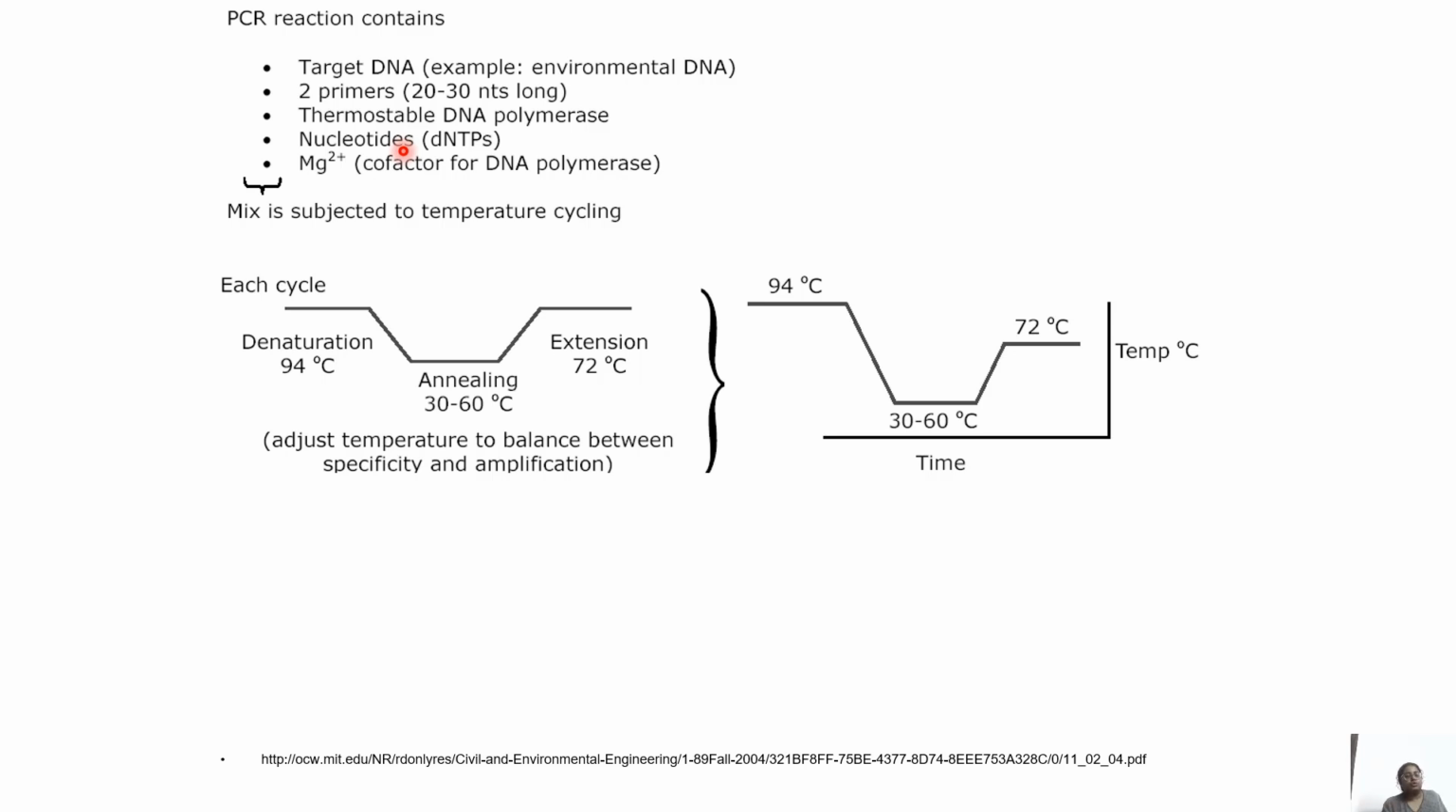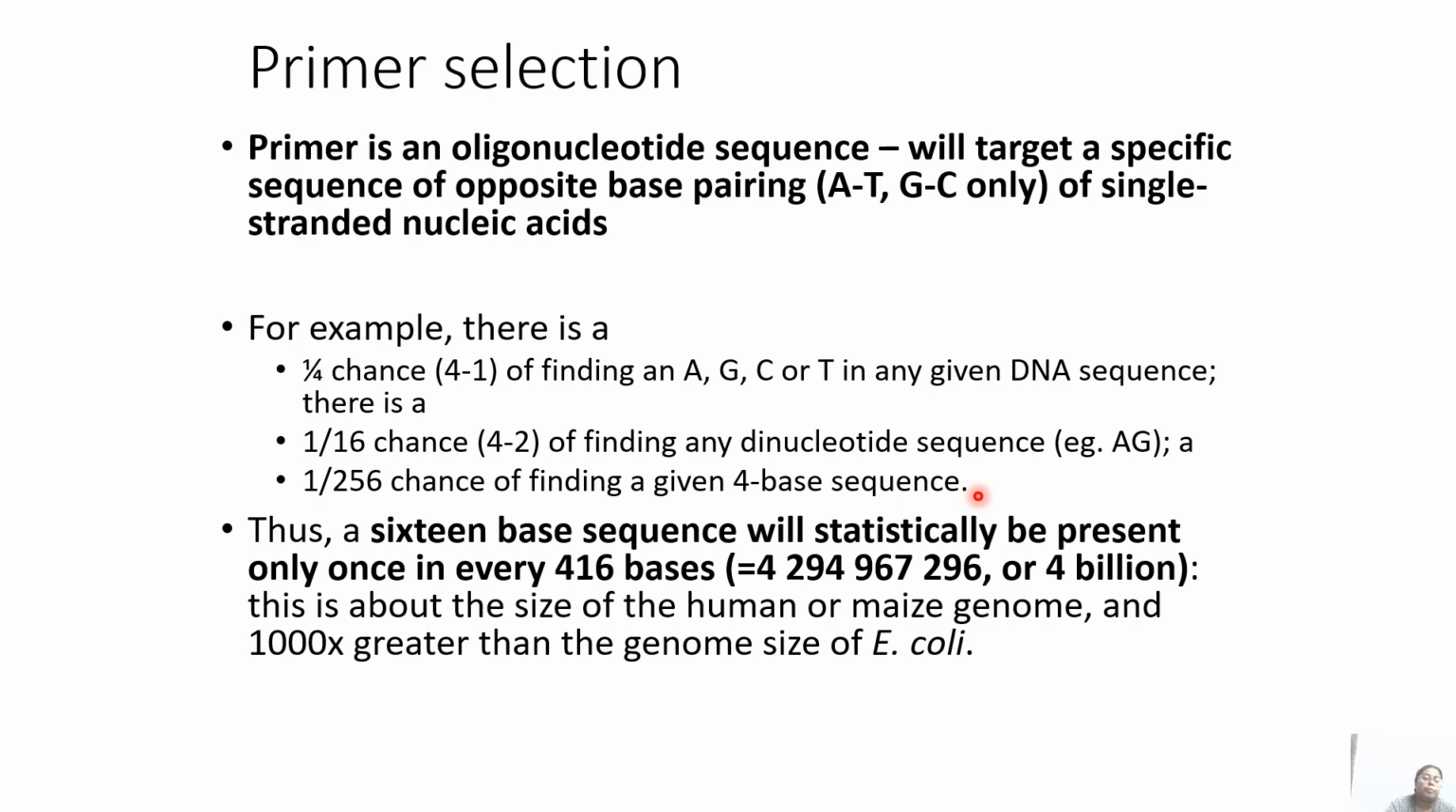Okay, so each cycle will go through the process of denaturation, annealing, and extension. So the temperature should be adjusted to balance between specificity and amplification, right? And this is the schematic of each cycle. Now, if we talk about primers, how do we basically design or select primers?